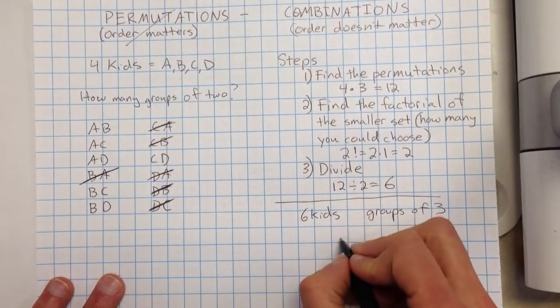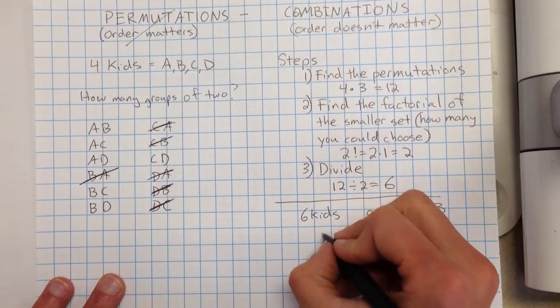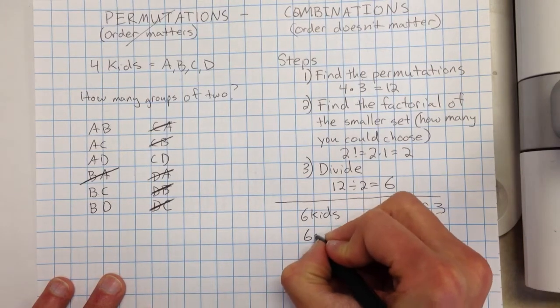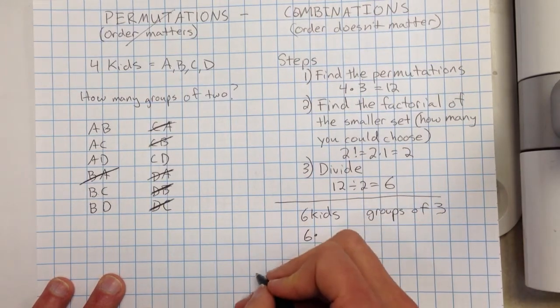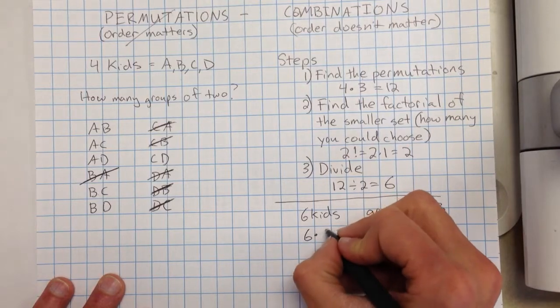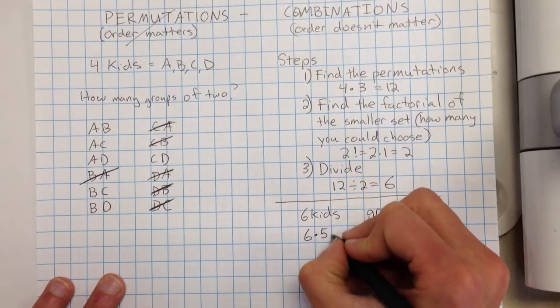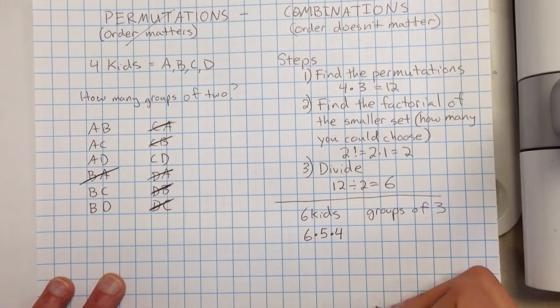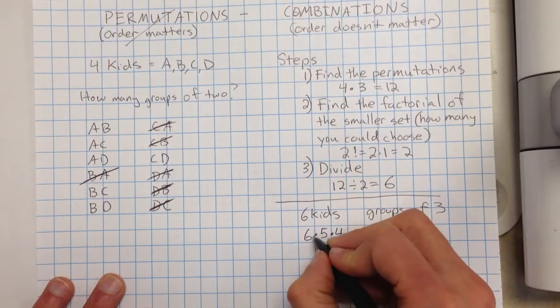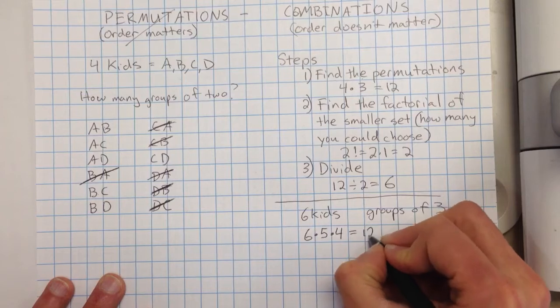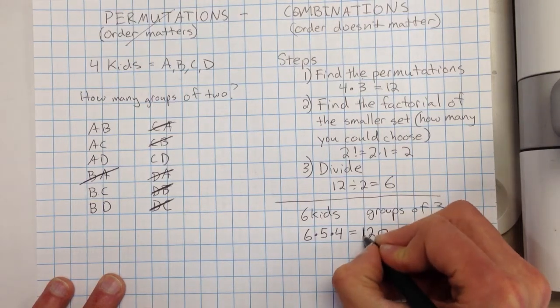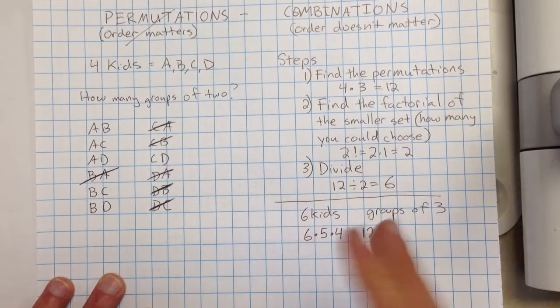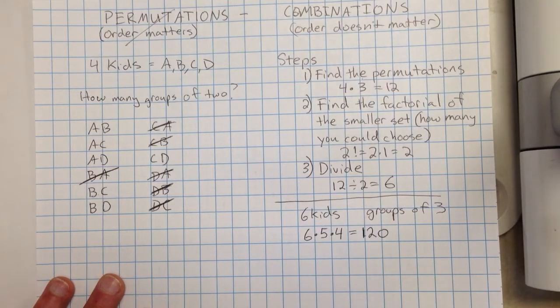For my first person in a group, I have 6 kids to choose from, so I'm going to start with 6. Then I've chosen 1 kid, I'm left with 5 to choose from, so then I choose my 5th. And then the third, we have 4 to choose from there. So 6 times 5 gives us 30, 30 times 4 equals 120. So there's 120 different ways I could arrange 6 kids in groups of 3, if order mattered.